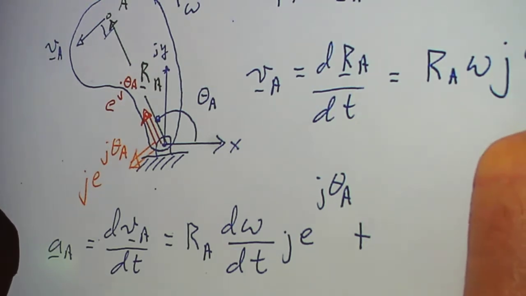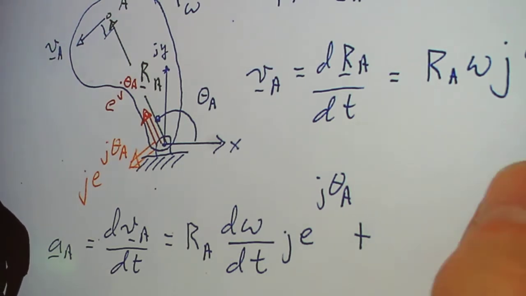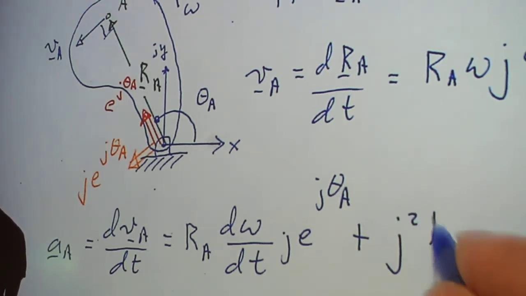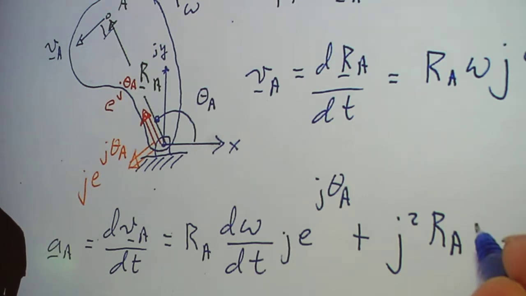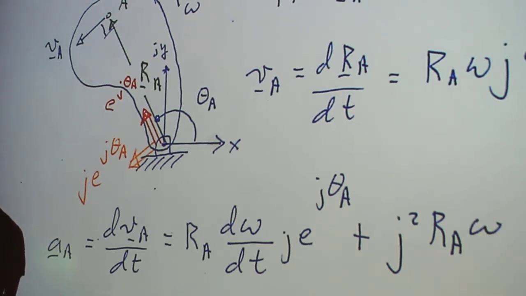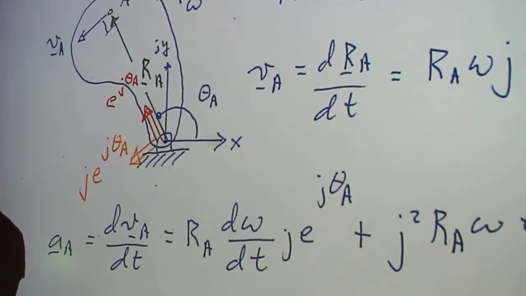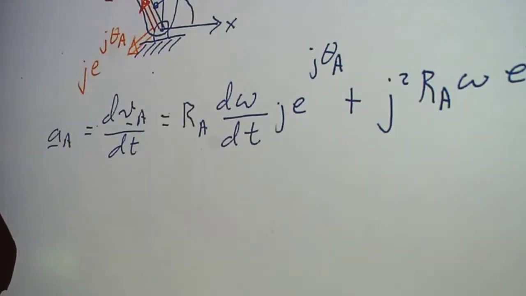That's a scuff mark from my pen. So this right here, if I take the theta component, then I have j squared RA omega e to the j theta A, but then I have to account for the change of the angle with respect to time. Okay? So that's the complete derivative.